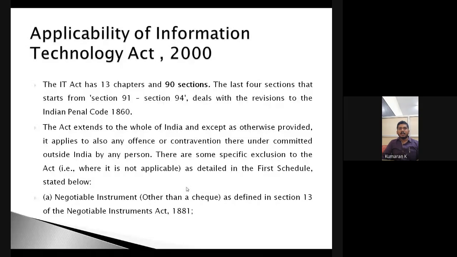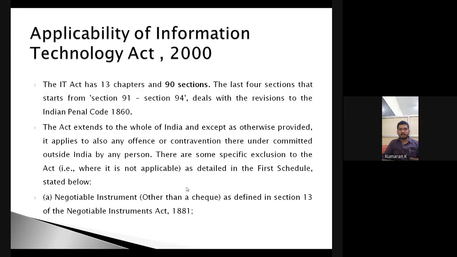So they will be mentioned in the first schedule. In the first schedule, what are the basic changes related to this Information Technology Act? The first point is the negotiable instrument. The term negotiable instrument relates to transactions or banking. A negotiable instrument is a document.